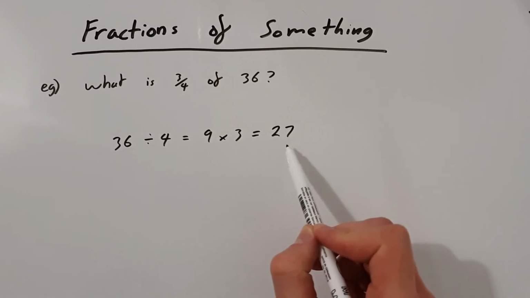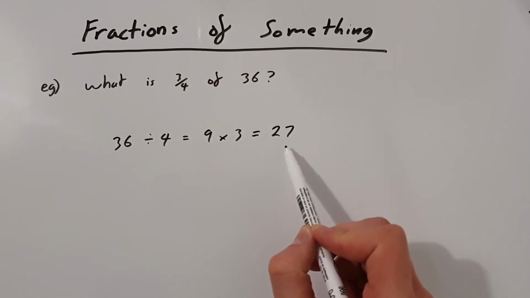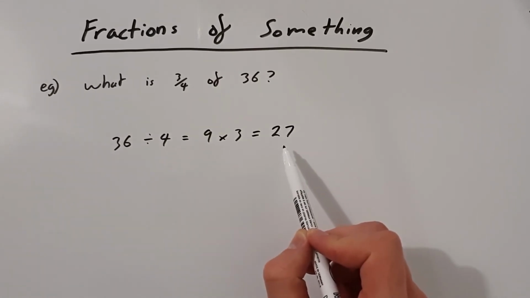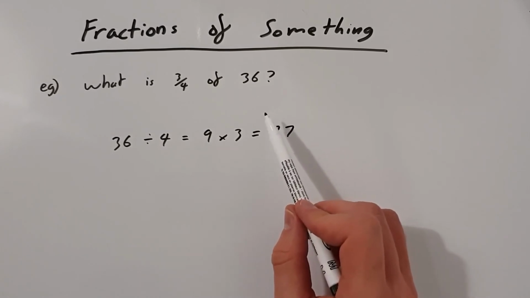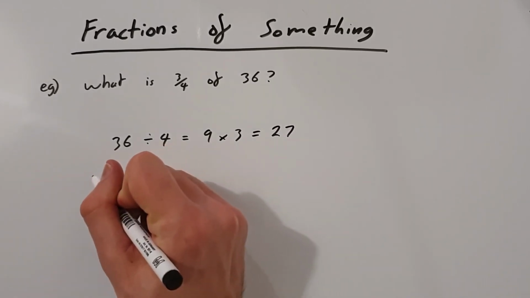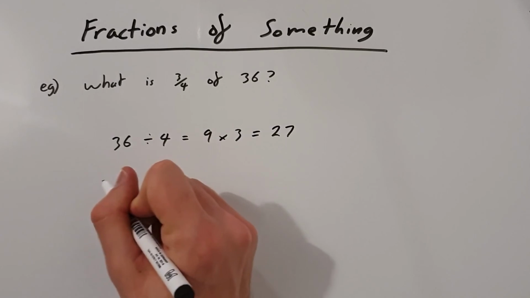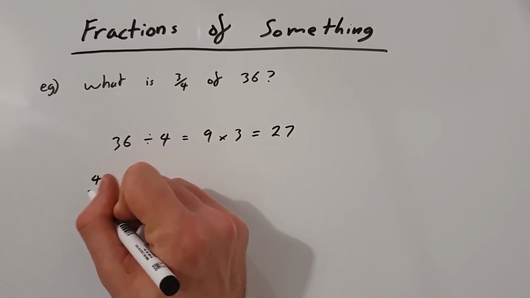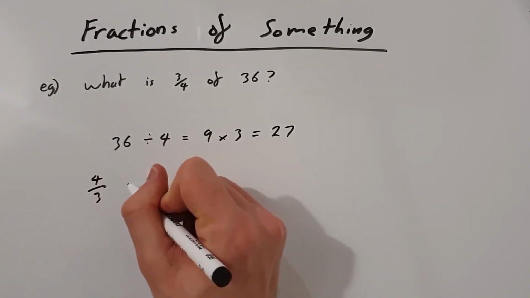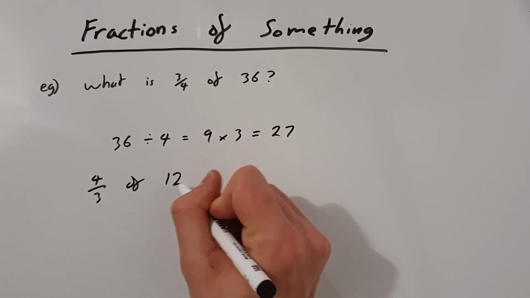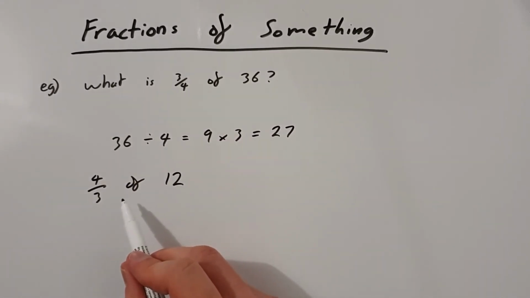And that's all you have to do for those ones. Really quick and simple. This method also works for improper fractions as well. So if I wanted to do what is, for example, 4/3 of 12, it works the exact same way.